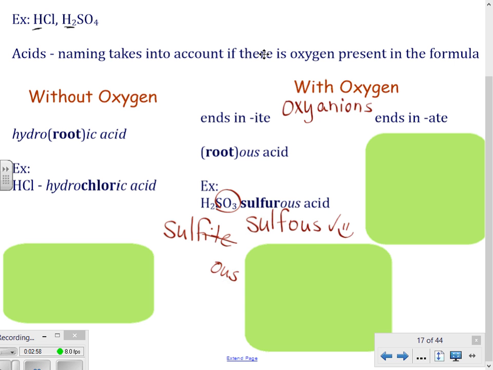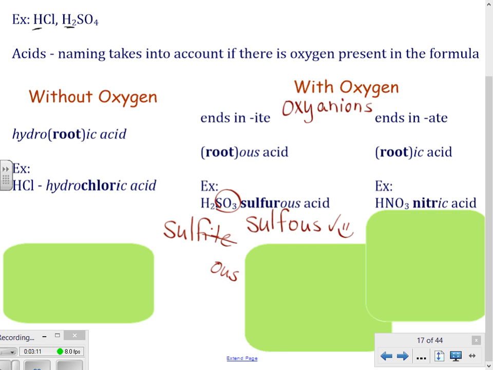Now if it ends in ate, so your anions with the more oxygens, you're going to take the root and add ic. So ate-ic, ite-ous are the two. HNO3 is nitrate. So you take off the ATE and it ends in ic.